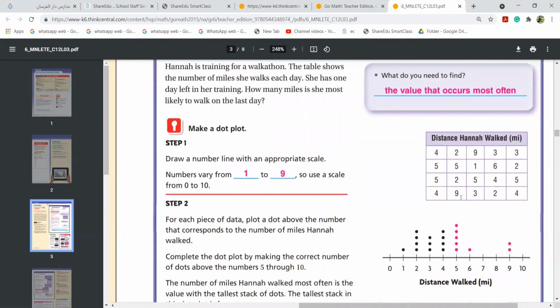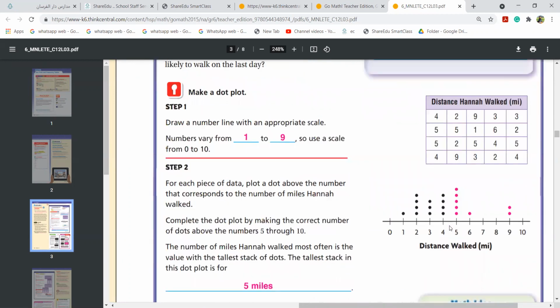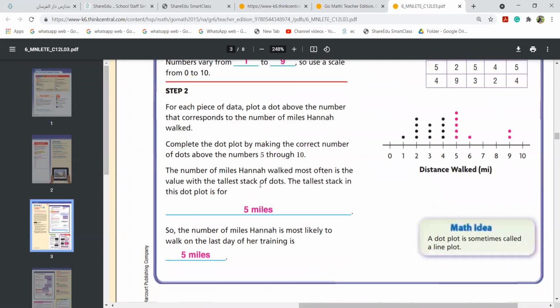6, you have only 1. 7, I don't have. 8, I don't have. 9, I have 2. So this way I completed my dot plot. This is called a dot plot. Now, the number of miles Hannah walked more often, which is the most? 5 miles. I wrote here. So the number of miles Hannah is most likely to walk on the last day of her training is 5 miles.